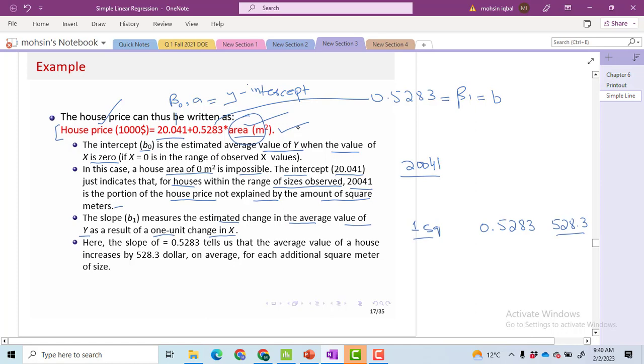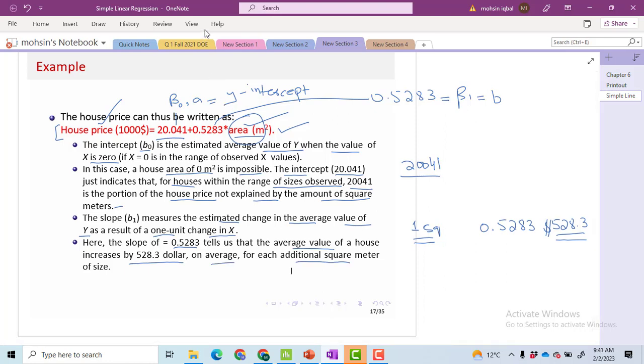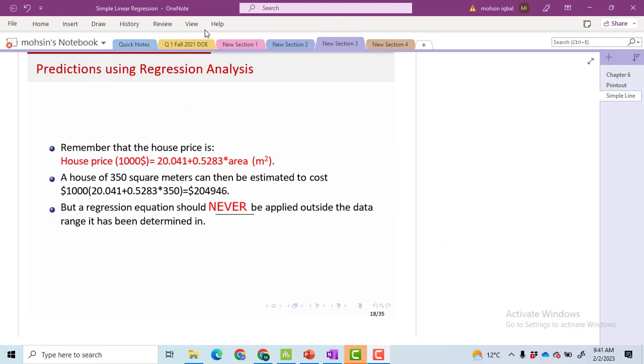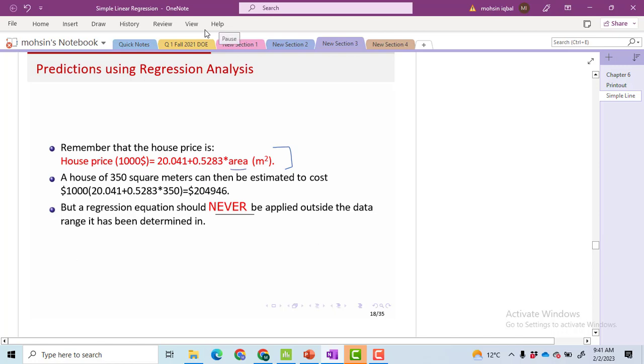Likewise, if there is a decrease in the house area by 1 square meter, there will be a decrease of $528.3 in the house price. Here, the slope of 0.5 tells that the average value of a house increases by $528.3 on average for each additional square meter of size. So we can use this regression equation for prediction. For example, if you put in any house area within the range we have taken, this equation will predict the price.